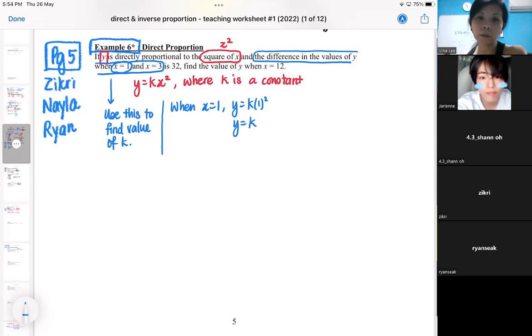Okay, so when x is equal to 1, it gave you a value of y. When x is equal to 3, it also gave you another value of y.